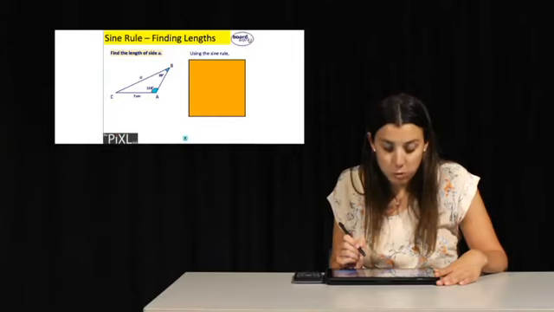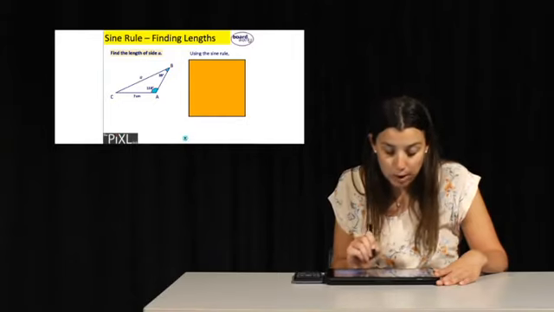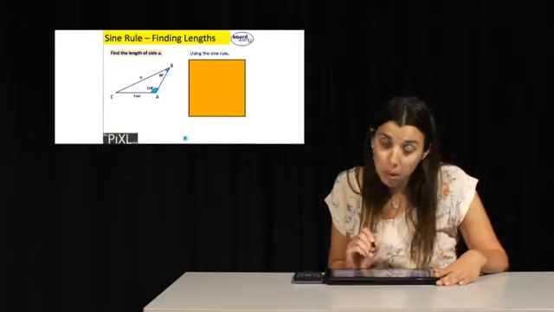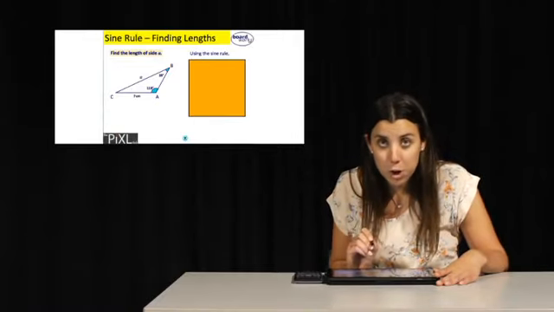On the next page is a question for you to try. Again, we have a triangle, and you're asked to find the length A. I'm going to give you 3 minutes applying the sine rule to find the unknown side. Off you go.